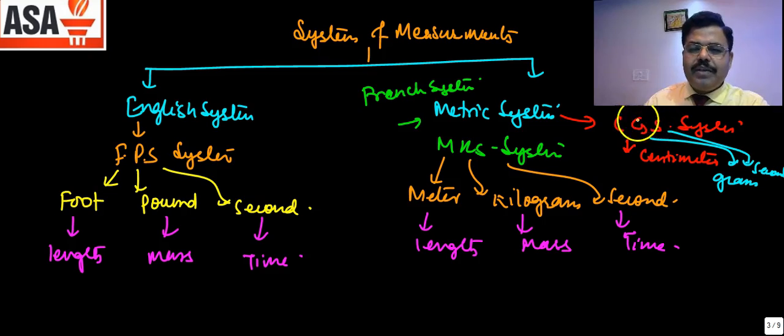Although in physics we will use the CGS system widely, in chemistry there are basically two systems. One is called the metric system, another is called the English system. So English system and metric system are two systems.